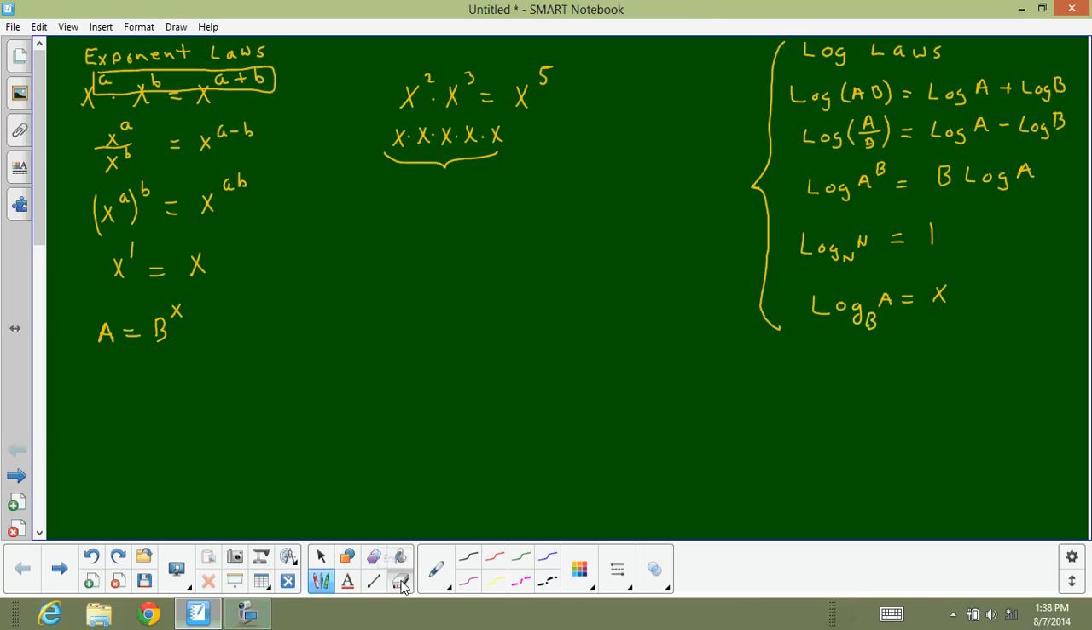Now, similarly, when you look at the quotient rule, the quotient rule for log laws says the log of a quotient is the difference of the logs. Well, why is that? Where does that come from? Well, it comes from our exponent laws, and when you divide two expressions that have the same base. And of course, what do you do when you divide two expressions that have the same base? Well, you subtract those exponents.